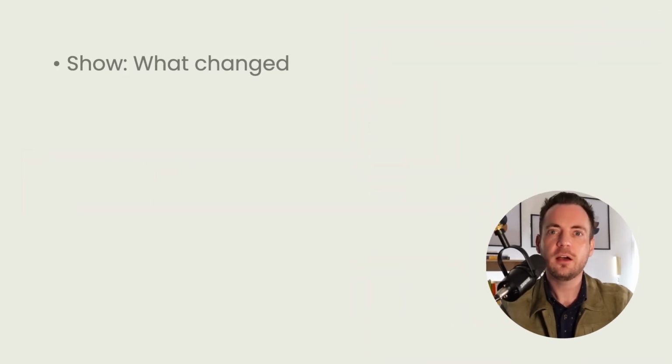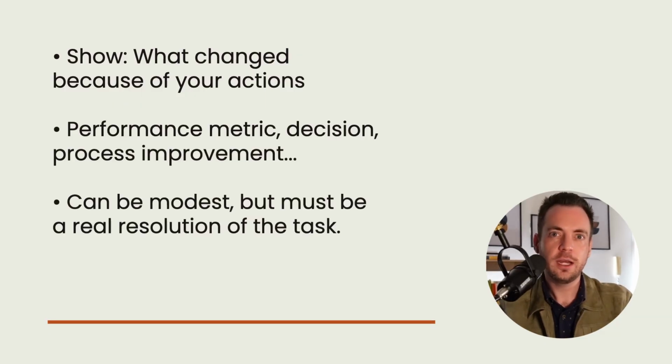R is for result. In this section, it's time to show what changed because of your actions. Don't worry about making this impressive, just make it clear. This could be a performance metric, a decision, a process improvement, or even a change in how others responded. It's fine if the result was modest. What really matters here is that it's real and connected to what you did.